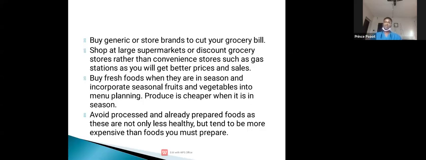You also buy generic or store brands to cut your grocery bill. Then shop at a large supermarket or a discount grocery store, rather than convenience stores. Now, a supermarket or a discount grocery store will sell to you at a price that is cheaper than a convenience store, even maybe at gas stations or petroleum stations. To get these items, it is better to go to a wholesaler than a retailer.